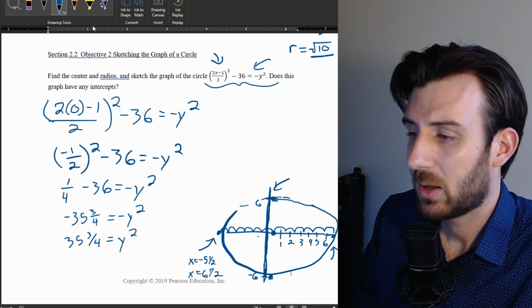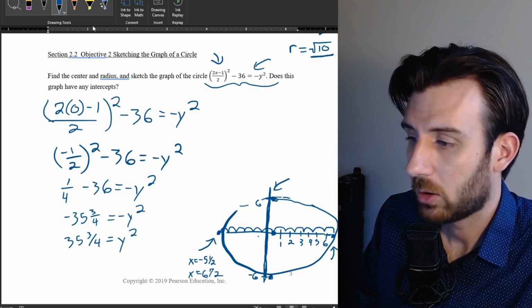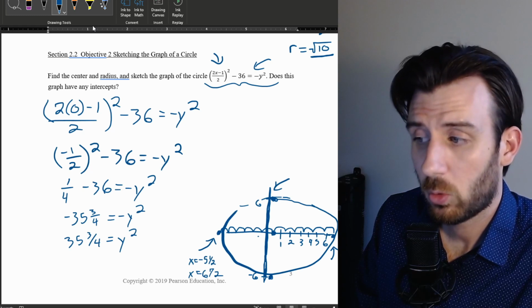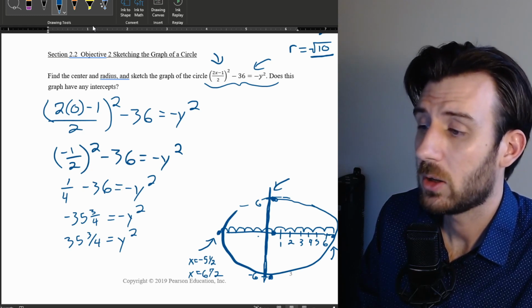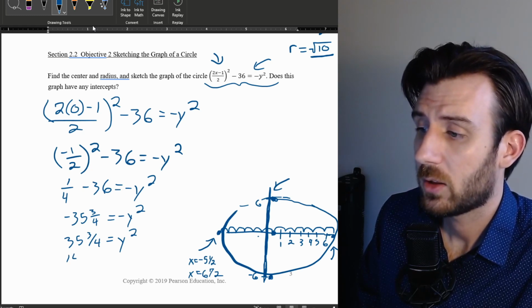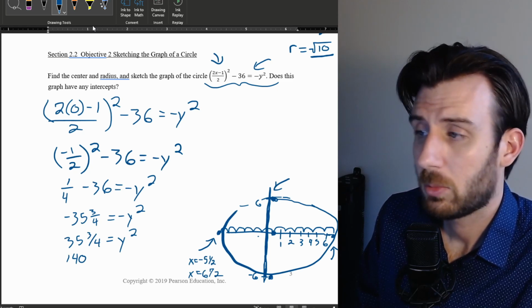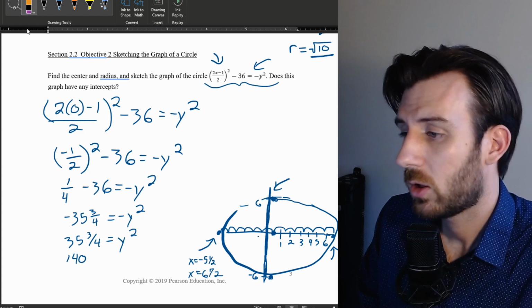I would probably want to make this all into one fraction instead of a mixed number. So let's see, 35 could be made to be over fourths if I multiplied it by 4. So that would be 140. I think it's 140. 140 plus 3 would be 143 fourths. Okay, 143 fourths.